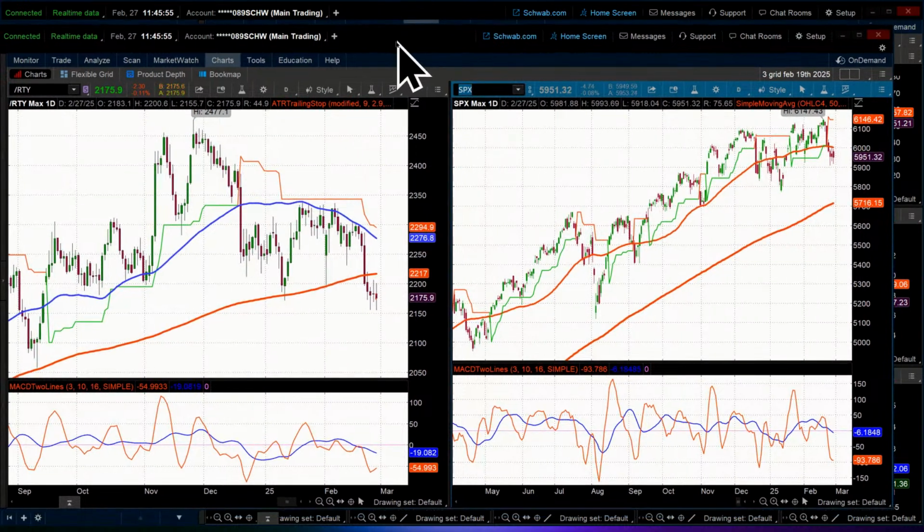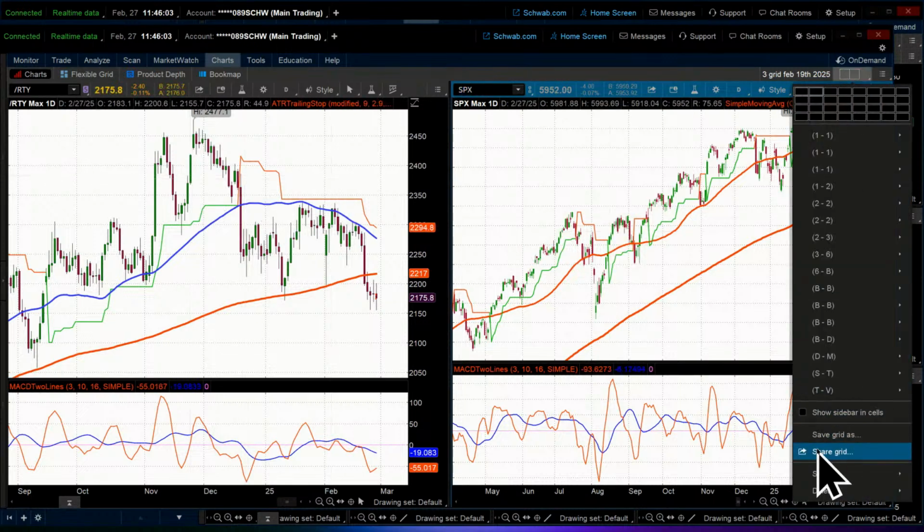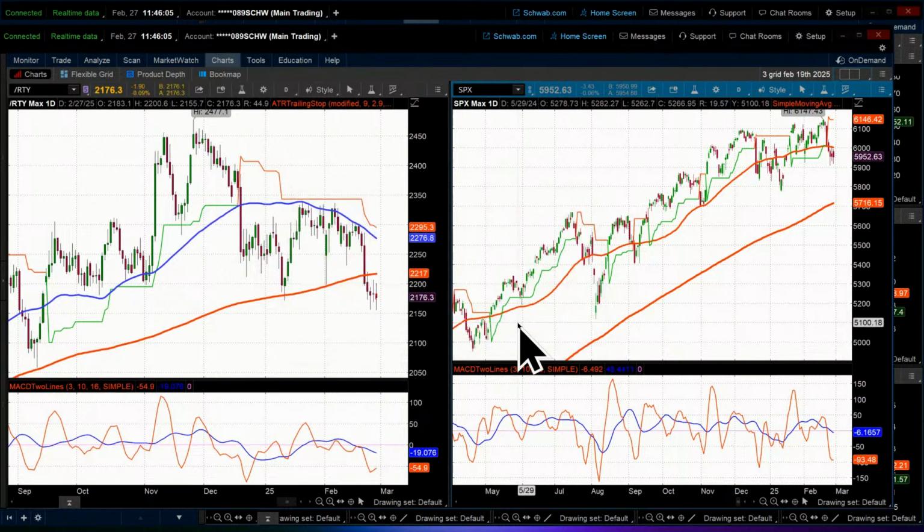So, in there, like I said, this is a simple one. I'm using the MACD, I'm using the ATR trailing stop, and some simple moving averages. That's all. Like I said, this is how I've done it for 45 years. And believe it or not, these still work. They still work. There's your 2 grid.